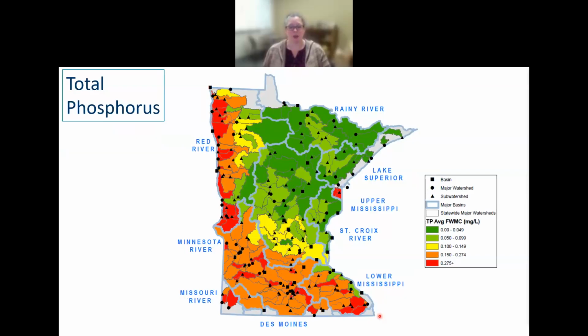This is total phosphorus. And this is the nutrient, like I said, that grows algae. You can see that it has kind of a similar pattern to total suspended solids, where we're seeing the Red River Basin, the Missouri in the Southwest, West Fork Des Moines, Minnesota River Basin, and Lower Mississippi really have higher levels of phosphorus than a lot of the rest of the state. And you can see that the Mahnomen River sticks out there a little bit as well.